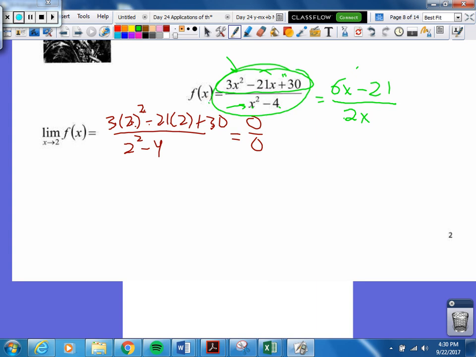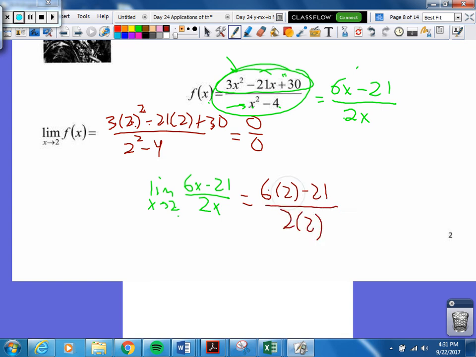So what does that mean? Well, the limit as x approaches 2 of 6x minus 21 over 2x, let's see what we get. Let's plug in 2 again, just like after we factored. So that's going to be 6 times 2 minus 21 over 2 times 2. So that's 12 minus 21 is negative 9 over 4. We got the same thing. Look at that. Amazing. So L'Hôpital was able to get the same answer as factoring.